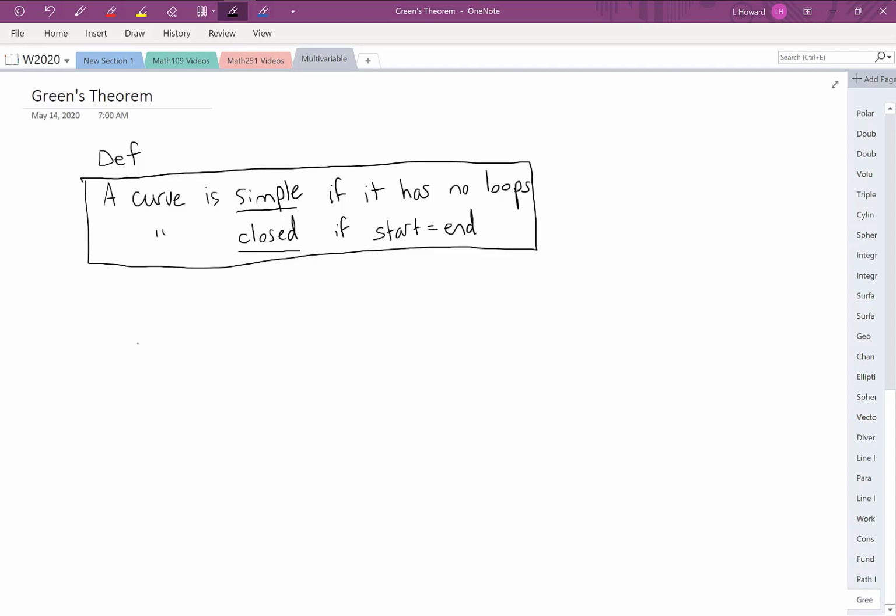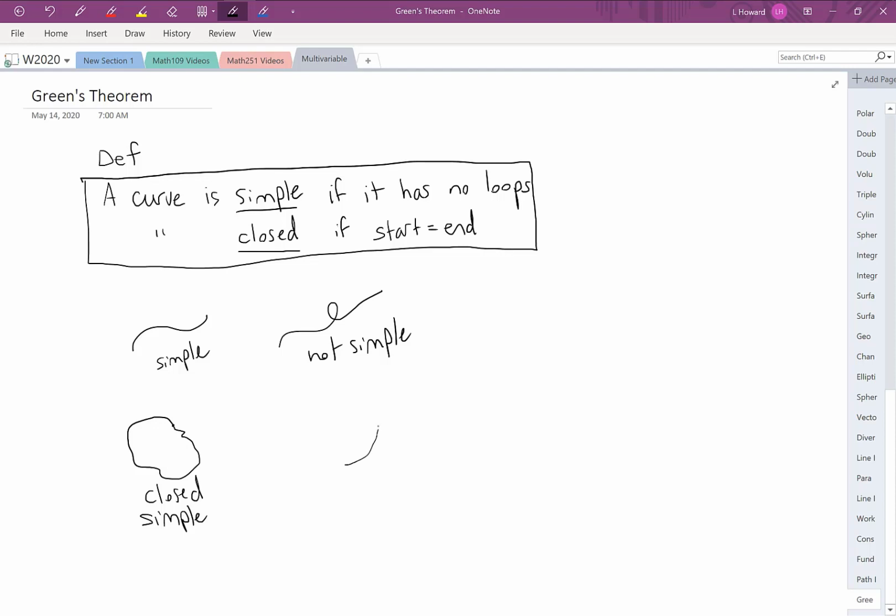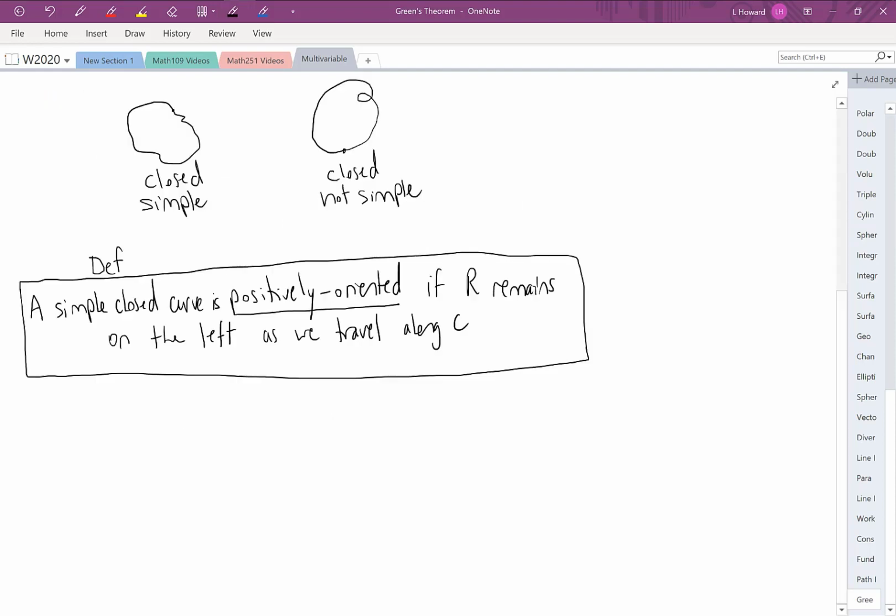So let's draw some pictures. Something like this is simple. Something like that, oh, there's a loop, so that's not simple. Closed means whatever your start point is, your end point is going to be at that same point. So that's a closed curve, and that's in fact a simple closed curve because it has no internal loops. Whereas something like this, oh, there's a loop and the end point is equal to the start point. So that would be a closed curve, but not simple.